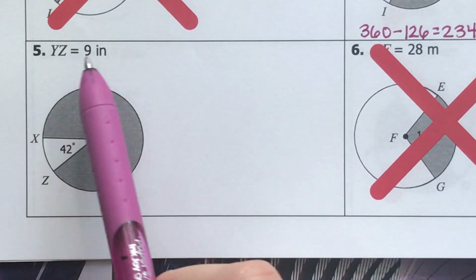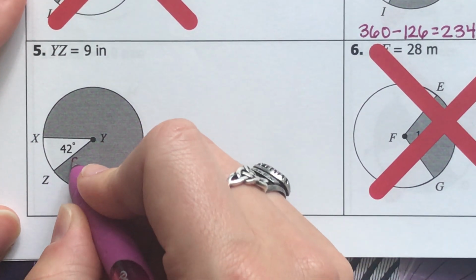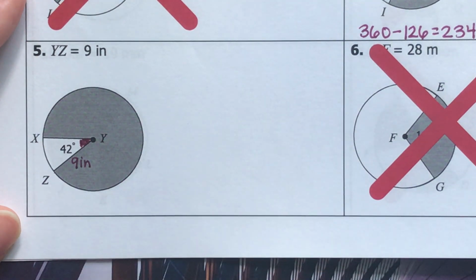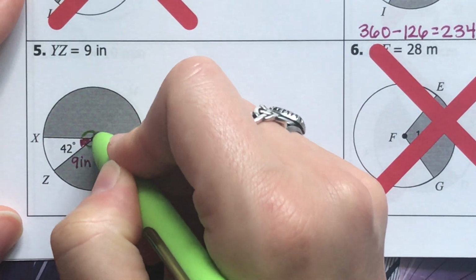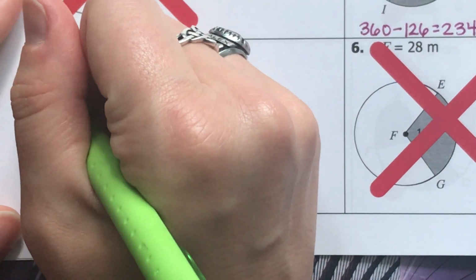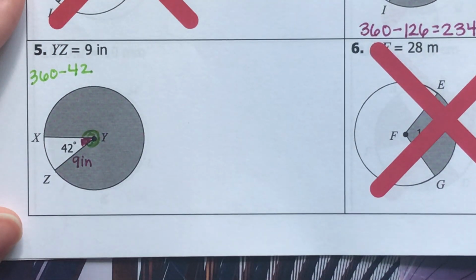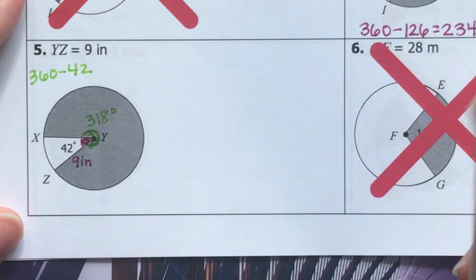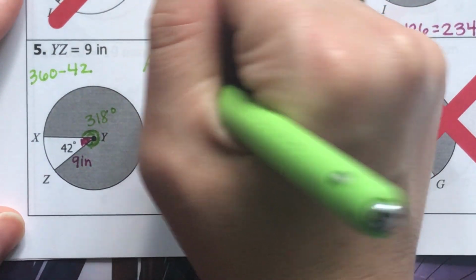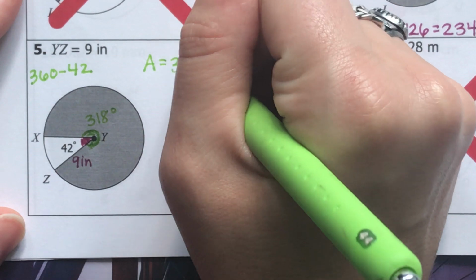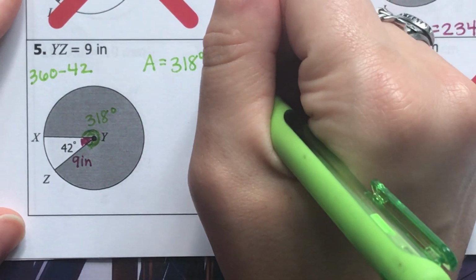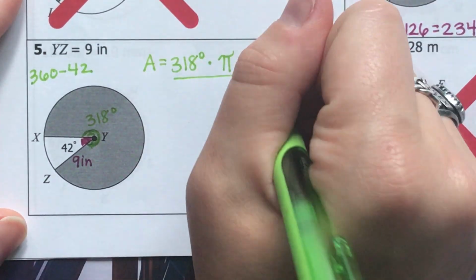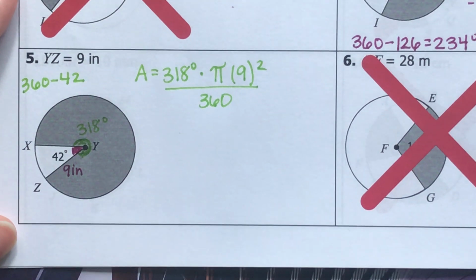All right, YZ equals 9 inches. So this part right here, this is 9 inches. I know this little section is 42, but I want to know the shaded area out here. So I'm going to take 360 and subtract 42 from it, and that's going to tell me what my angle is, and that is 318 degrees. All right, so my area equals, my angle is 318 times pi r squared, my radius is 9, over 360.